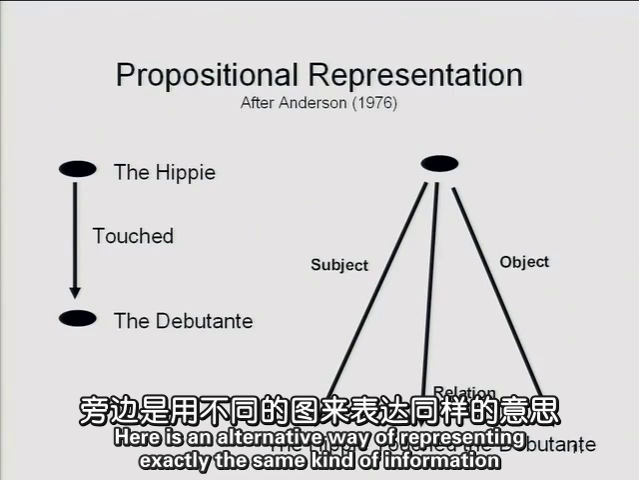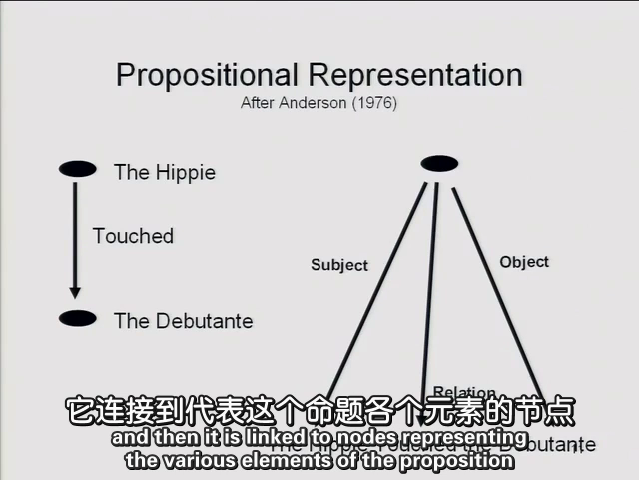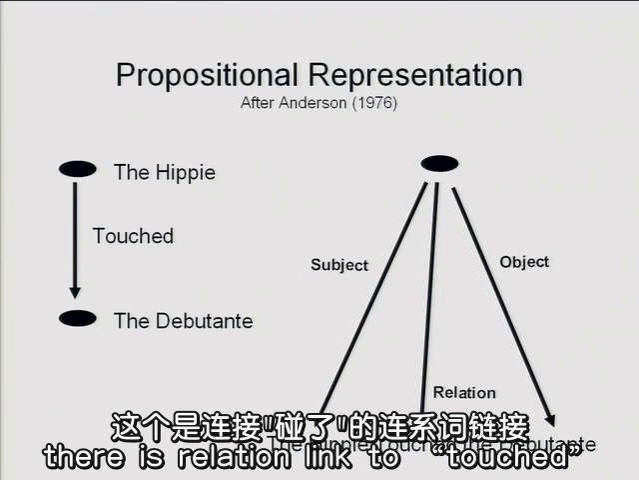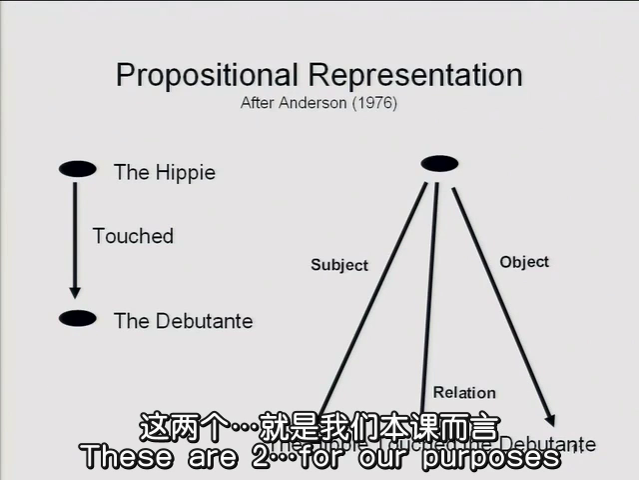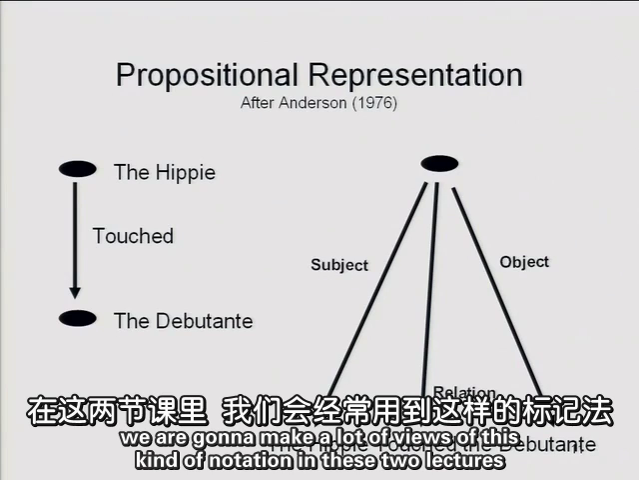Here is an alternative way of representing exactly the same kind of information. Here at the top you have a node that represents the proposition itself, and then it is linked to nodes representing the various elements of the proposition. There's a subject link to hippie, there's a relation link to touched, and there is an object link to debutante. These are, for our purposes, equivalent ways of representing declarative knowledge graphically.